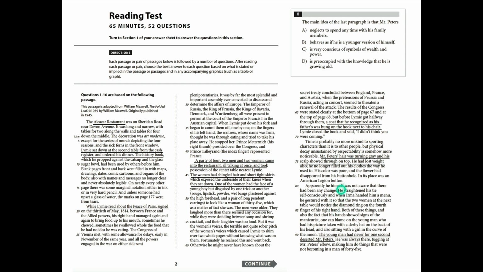And then the narrator describes a number of behaviors that Mr. Peters is doing, okay? He straightened his tie self-consciously, and when Irma, the waitress, handed him a menu, he gestured with it so that the two women at the next table would notice the diamond ring on the fourth finger of his right hand. Both of these things, and also the fact that his hands showed signs of the manicurist, one can blame on the young man who had his picture taken with the derby hat on the back of his head, and also sitting with a girl in the curve of the moon.